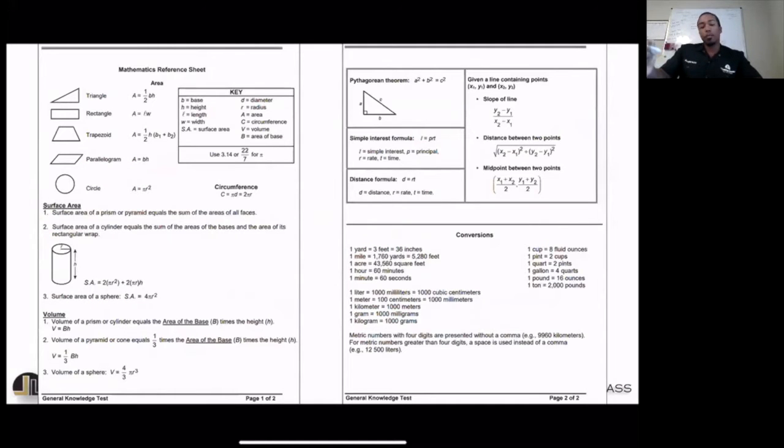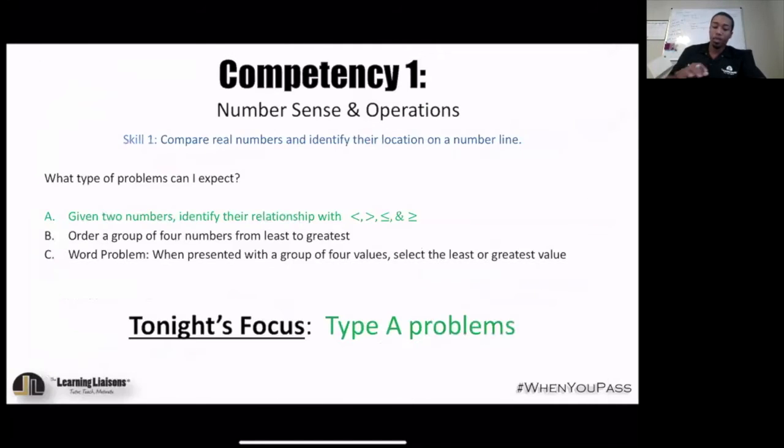Here's the reference sheet. Remember, when you take the test, you should receive a reference sheet. Today, many centers are digitalizing now, so it may be online. But either way, make sure you understand how to get your hands on it and the calculator itself. Cool. Now, let's go ahead and get started.